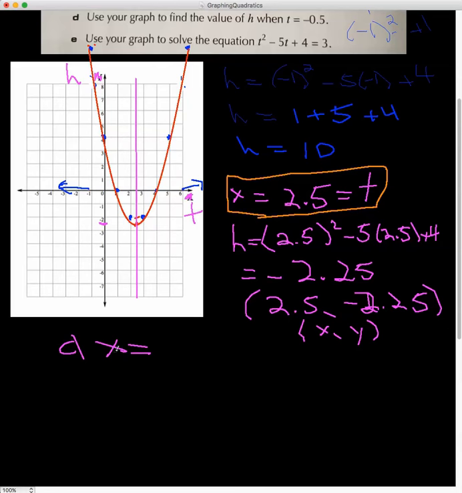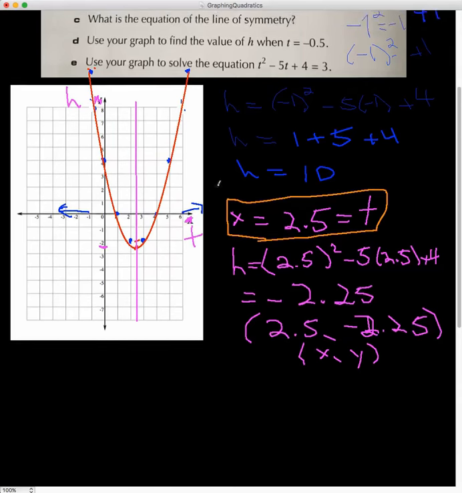So for part C, when it asks you for the equation of the line of symmetry, all you need to do is find the middle point that cuts the parabola in half, and that's the x point that gives us that number. Okay.